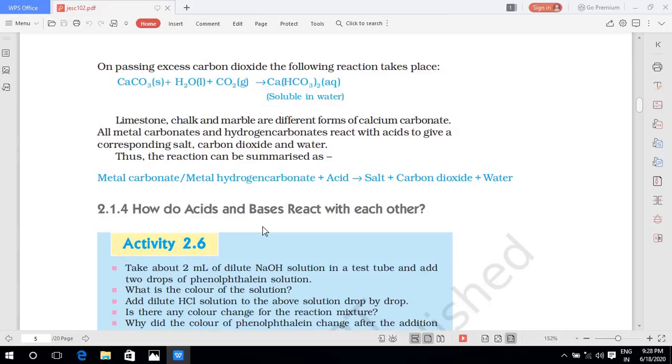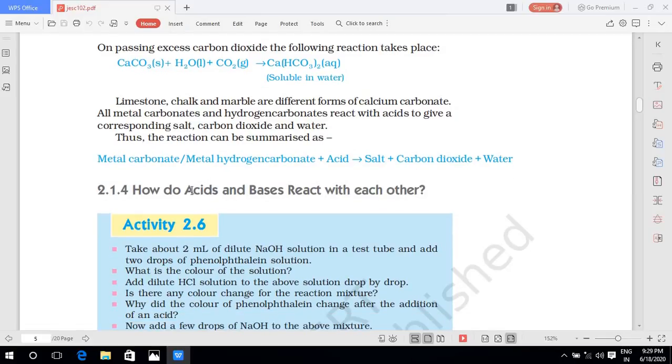Now we will move on to the metal carbonate and metal hydrogen carbonate reaction with acids. It gives off salt, carbon dioxide, and water. So this is the written equation for the reaction.